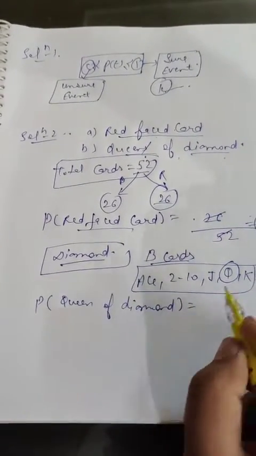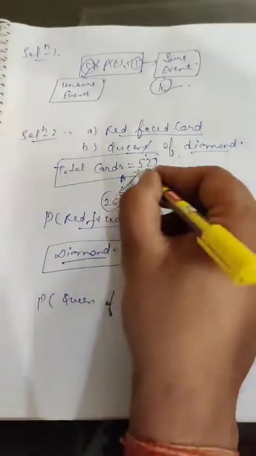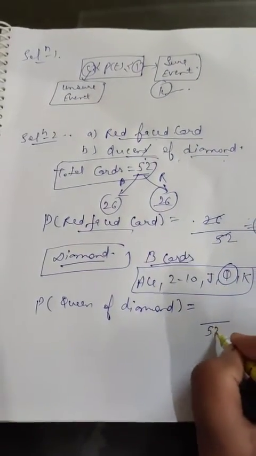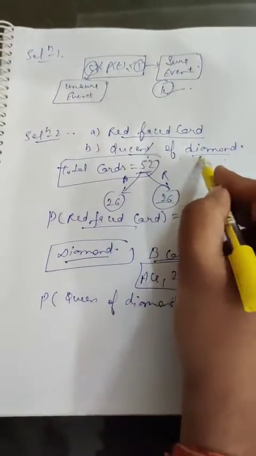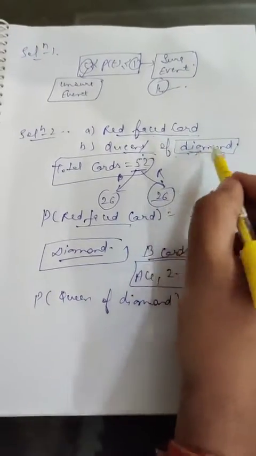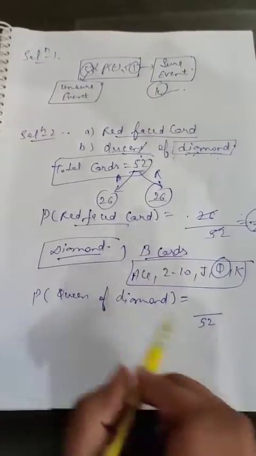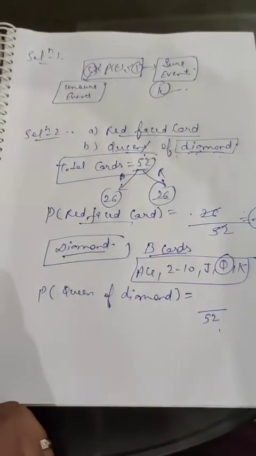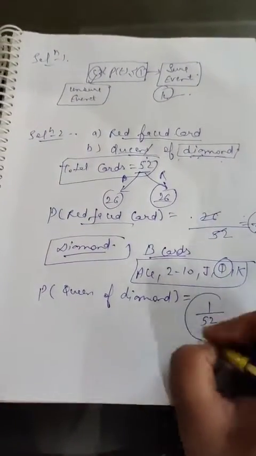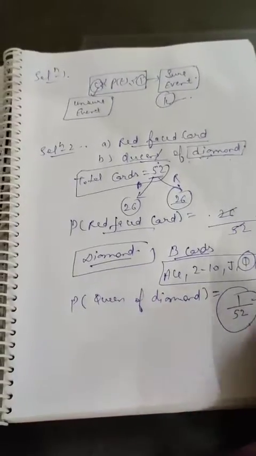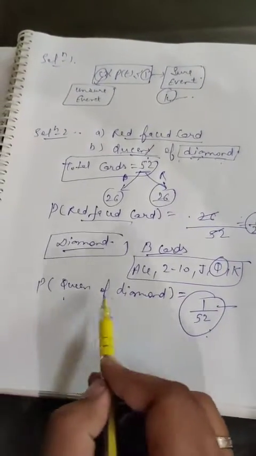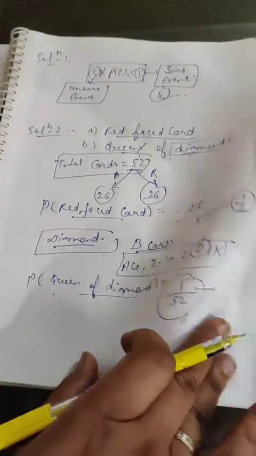So how many cards are there? 52 cards are total, and diamond has 13 cards, and out of 13 only 1 is the queen. So the total number of possible outcomes is 52, and the number of favorable outcomes is 1. So the probability is 1 by 52. This is the probability of the queen of diamonds. Now the third question.